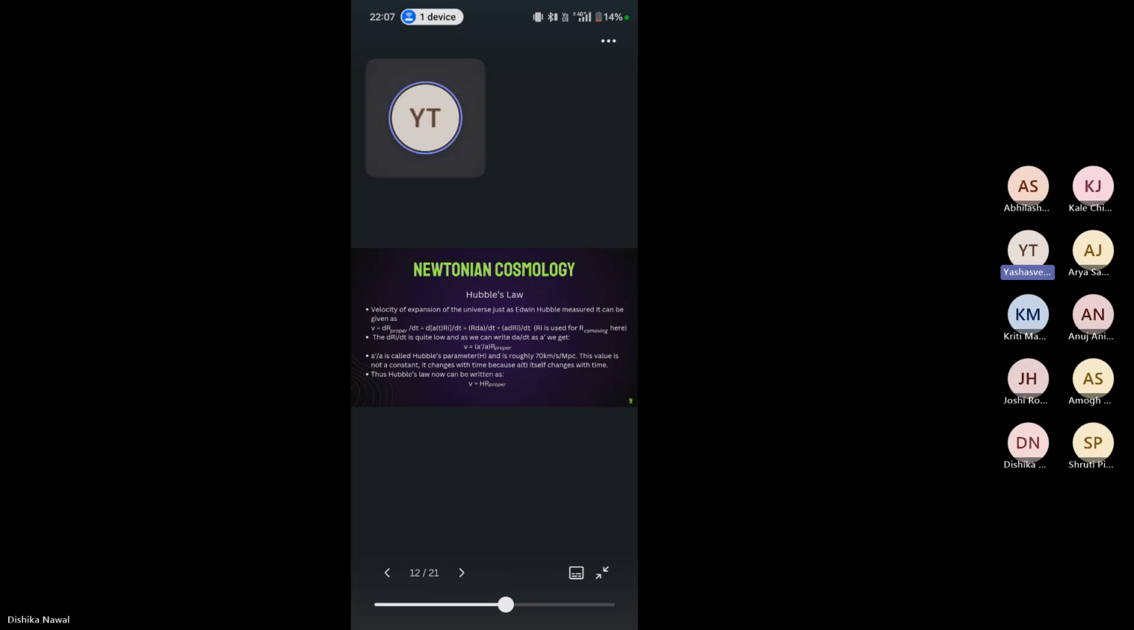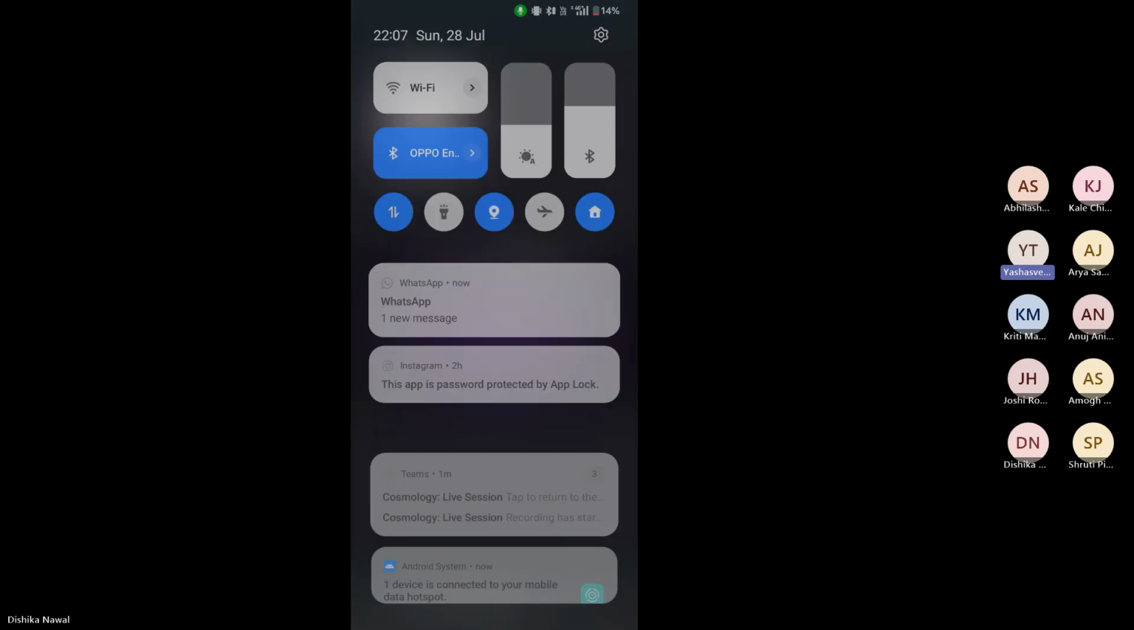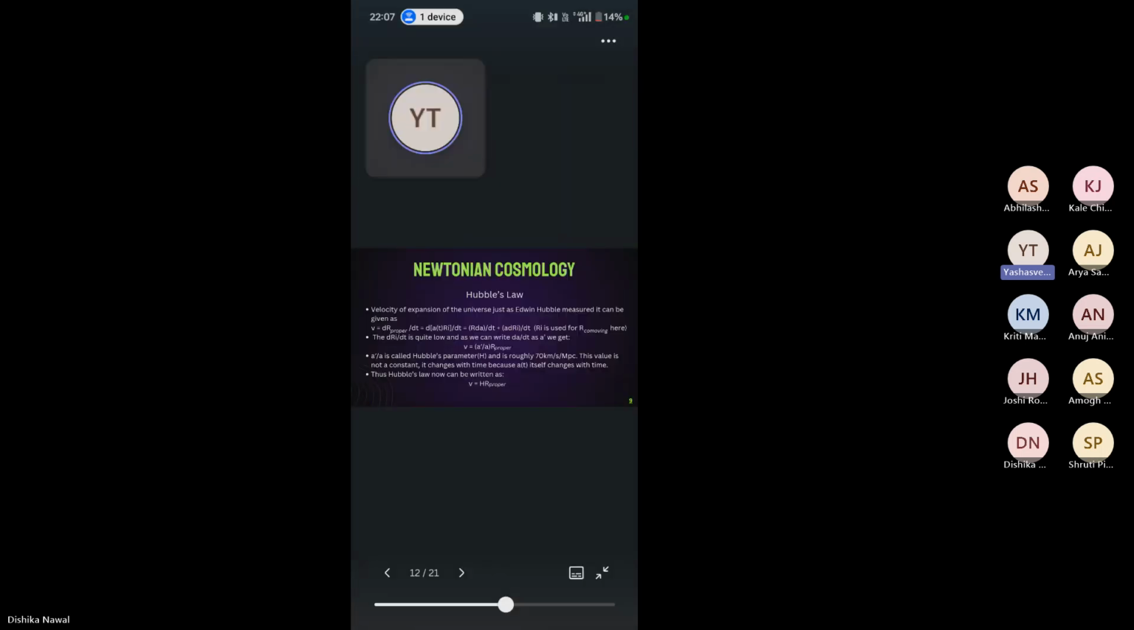So Hubble's law can be derived as follows. We write the velocity as a derivative of distance with respect to time, which can be written as dr_proper by dt. Now we will split the term. We get d(a r_c) by dt, which can be further split into r_c da by dt and a dr_c by dt. This is done using the scale factor relation, and r_c over here represents the comoving term.